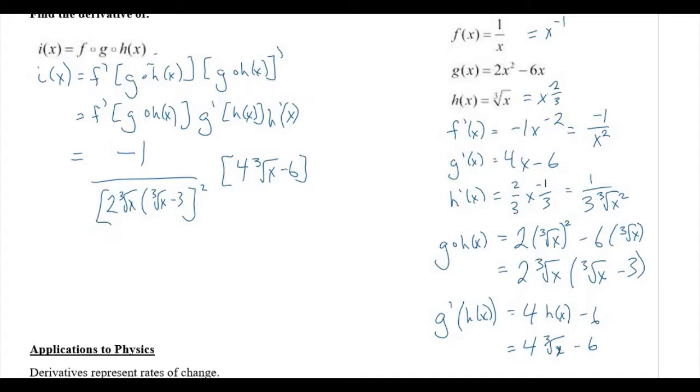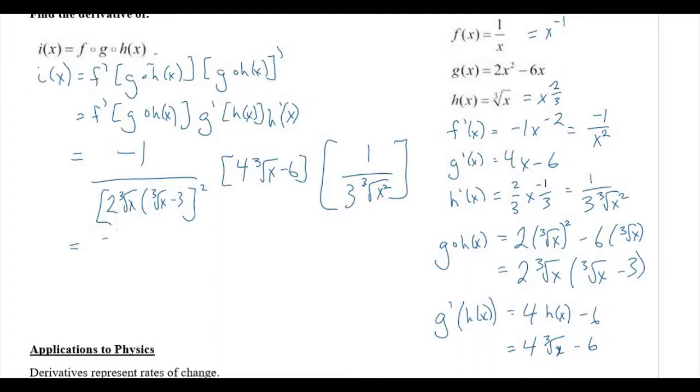And lastly, we just need h prime of x, which was 1 over 3 cube root x squared. So next step, let's take all that. We like to have everything looking like one big fraction, so let's take all the numerators, put them together, all the denominators, multiply them together, and let's see how that looks.